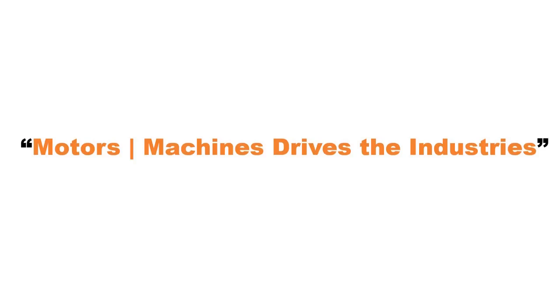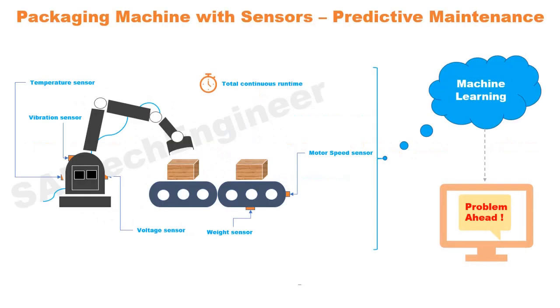Motors and machines drive the industries. Let's say there is a packaging machine which is working day in and day out. This machine and motors require maintenance and parts replacement based on various faulty conditions. This may require a significant amount of downtime, which might cost a lot, even millions, within a few hours.